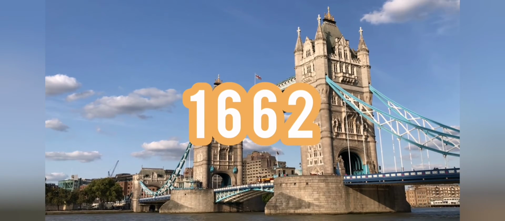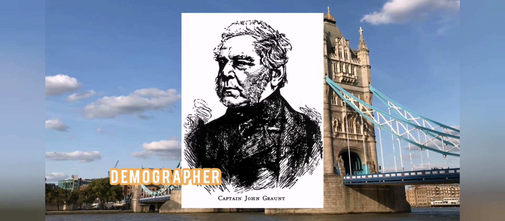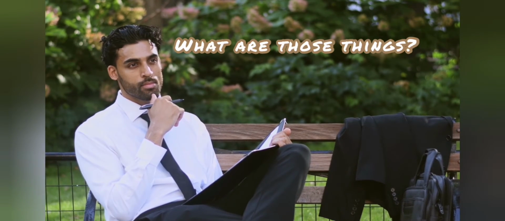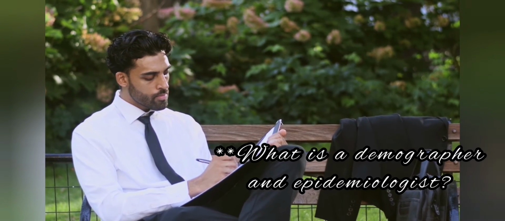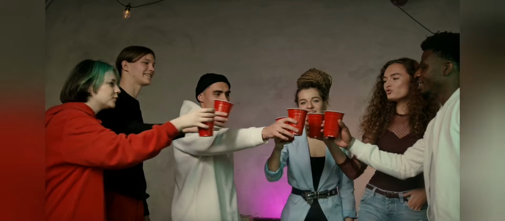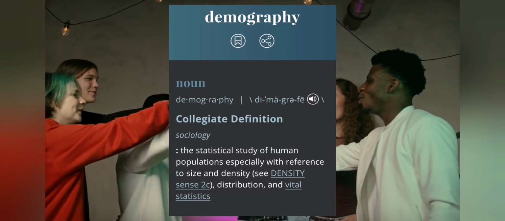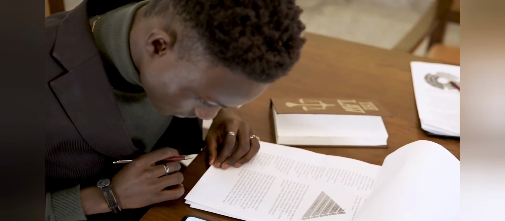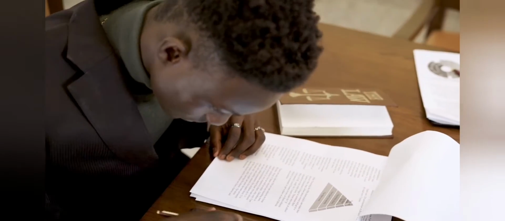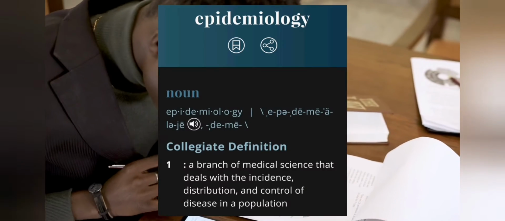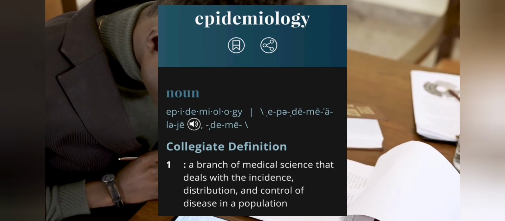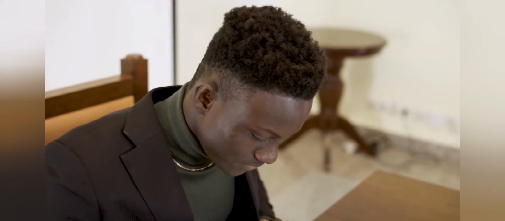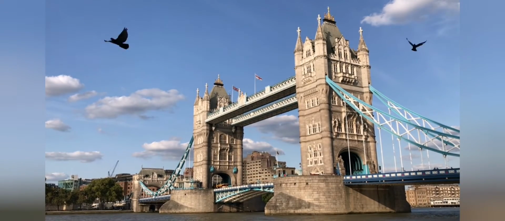In 1662, John Grant, a demographer and epidemiologist. Wait, what are those things? Before we proceed, what is a demographer and epidemiologist? A demographer is someone who studies the population through statistical means, while an epidemiologist studies the distribution, patterns, and determinants of health and disease conditions. Okay, now we got that out of the way.